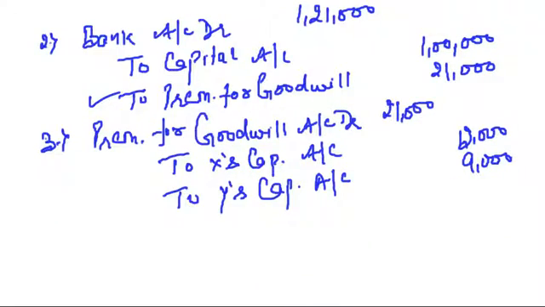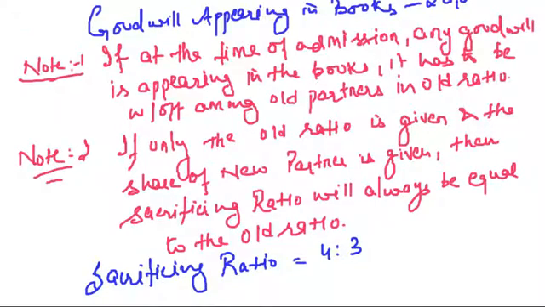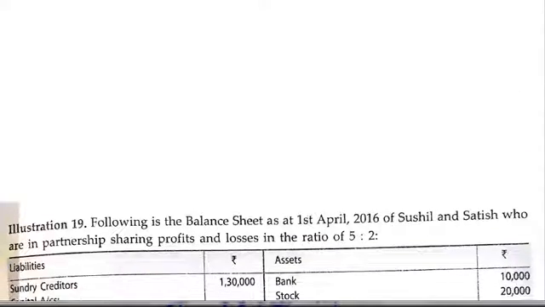Clear? So there were two major points here. First, if at the time of admission any goodwill is appearing in the books, it has to be written off among old partners in the old ratio. Right? Note number 2, if only the old ratio is given and the share of the new partner is given, then the sacrificing ratio will always be equal to the old ratio. Clear? And this was the solution. Next, let's see the next practical problem. A very good one.